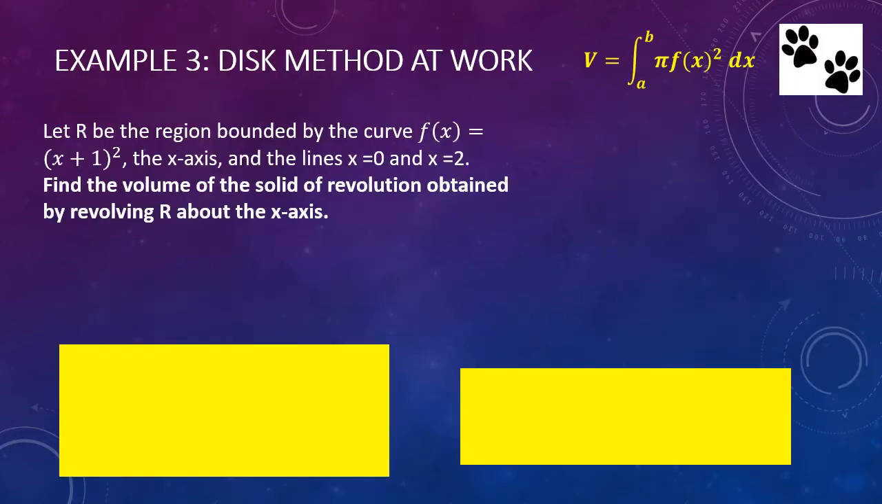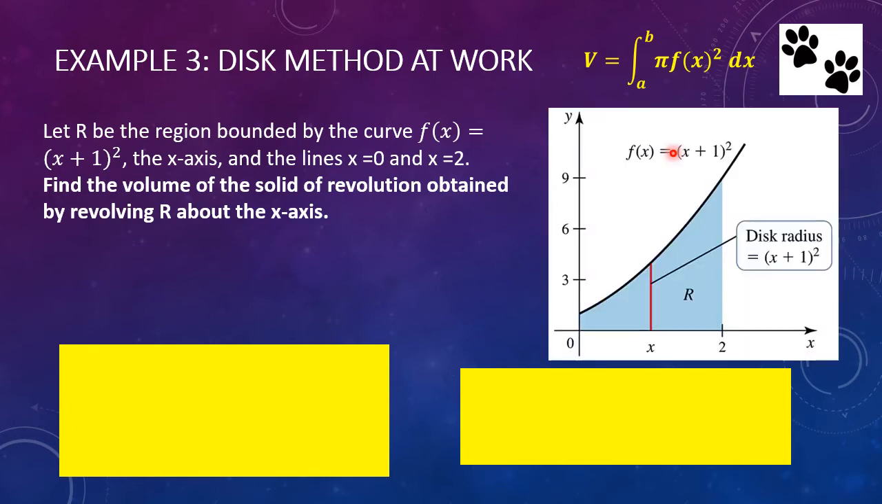So let's look at example 3. Again, hit pause here if you want to try this yourself. The integral formula is here at the top. Hit pause and see if you can solve this problem. Let R be the region bounded by the curve f of x equals (x plus 1) squared, the x-axis, and the lines x equals 0 and x equals 2. Find the volume of the solid of revolution obtained by revolving R around the x-axis.